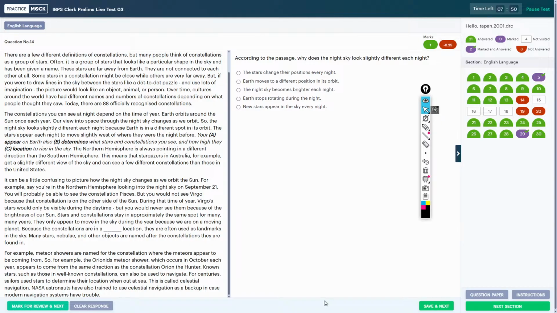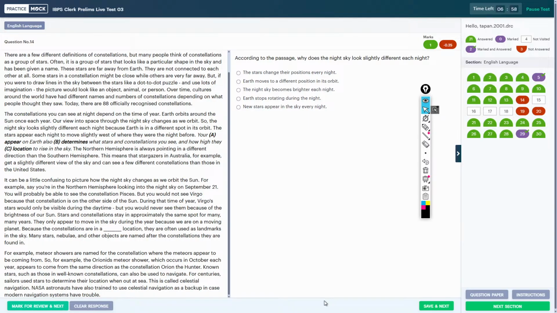It can be a little confusing to picture how the night sky changes as we orbit the Sun. For example, say you are in the northern hemisphere looking into the sky on September 21st, you will probably be able to see the constellation Pisces, but you would not see Virgo because that constellation is on the other side of the Sun. During that time of the year, Virgo's stars would only be in the sky during the daytime, but you would not be able to see them because of the brightness of our Sun. Stars and constellations stay in approximately the same spot for many, many years. They only appear to move in the sky during the year because we are on a moving planet.